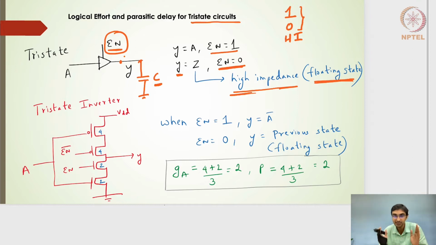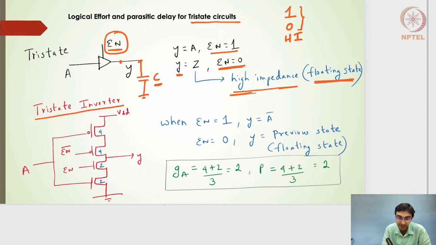One can easily visualize that if it's a floating state, it should carry the previous state, right? When the enable was previously 1, what should the output Y value be? In a CMOS circuit representation, the most primitive circuit for the tri-state family is nothing but the tri-state inverter, right?